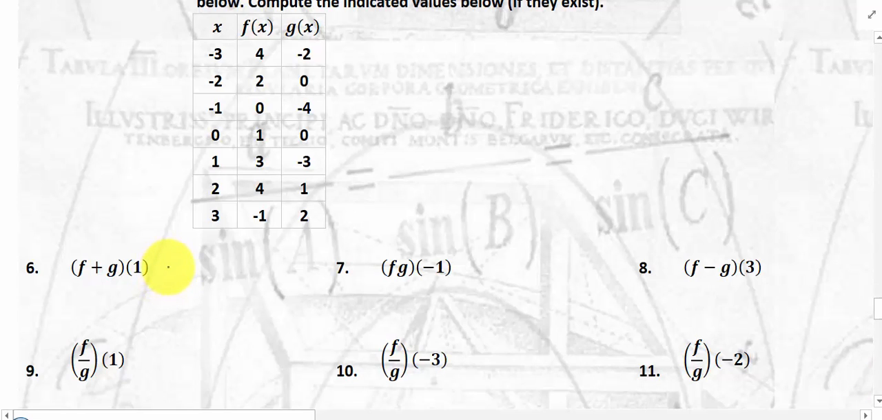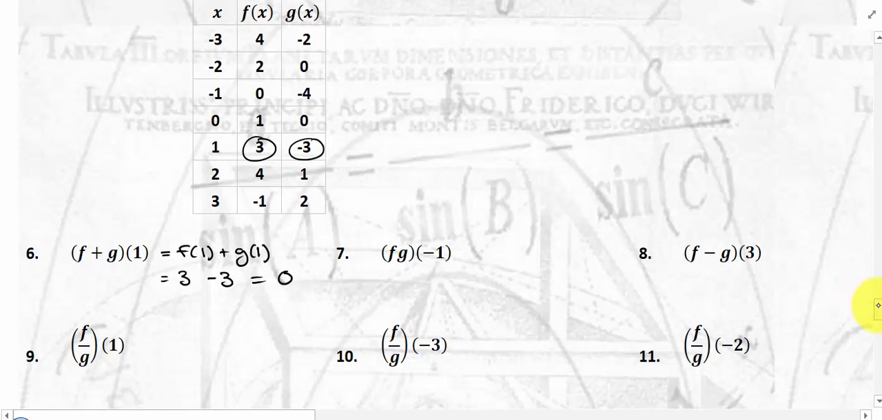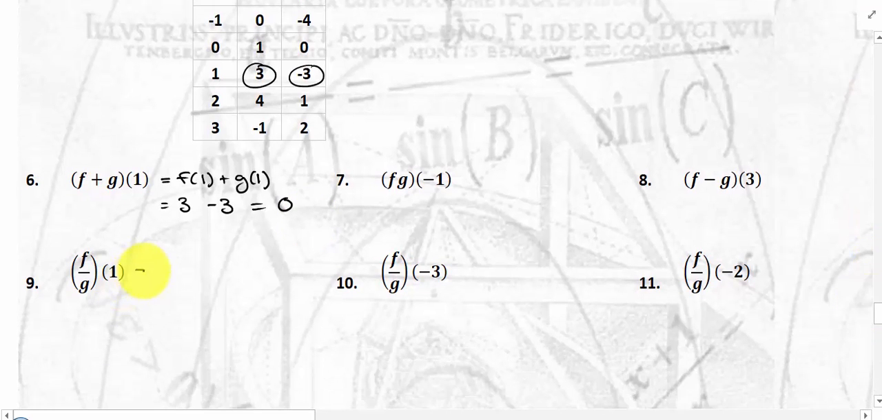What is f plus g at 1? Well, by definition, this is f of 1 plus g of 1. What is f of 1? f of 1 is 3, and g of 1 is negative 3. So it's 3 minus 3, so it is 0. That's it. Very simple, right? What is, here, let's do this one.